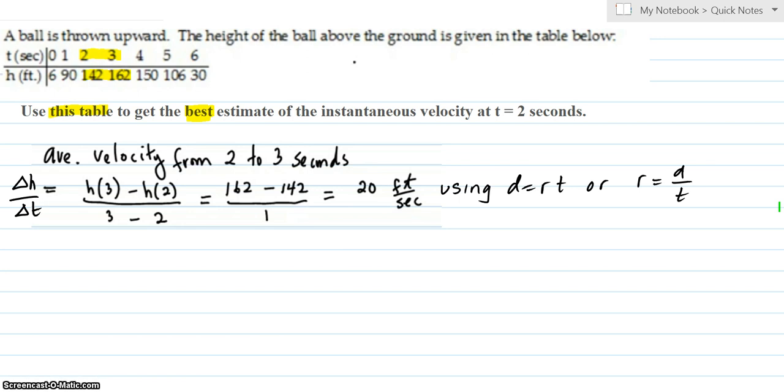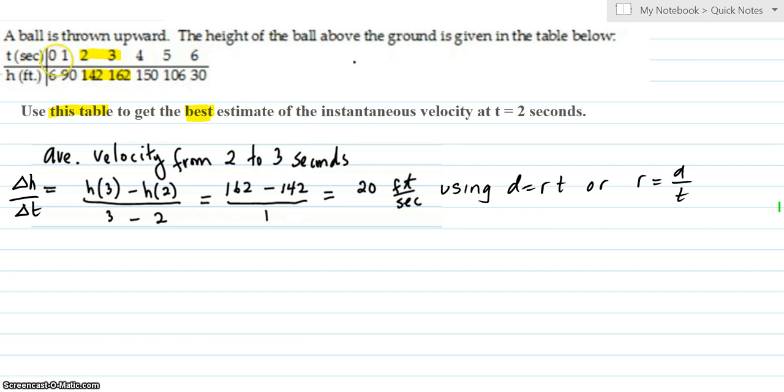If we had the timestamps between 2 and 3 seconds, maybe 2.5, maybe 2.1, this change in time would be now only a half a second, or a tenth of a second, or even less, a hundredth of a second. We would get better estimates. But we don't have that in this table.